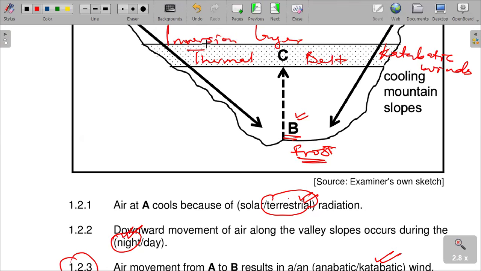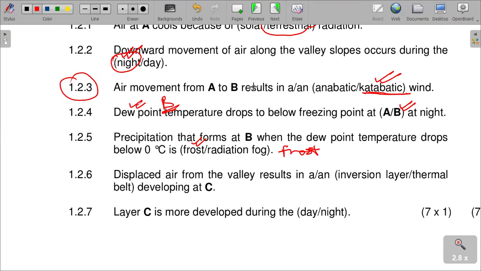So what I'm saying is that the thermal belt at C is formed by the displacement of the air, that warm moist air that rises there, and then it rises to a certain level, and then it forms a what? It forms a thermal belt.